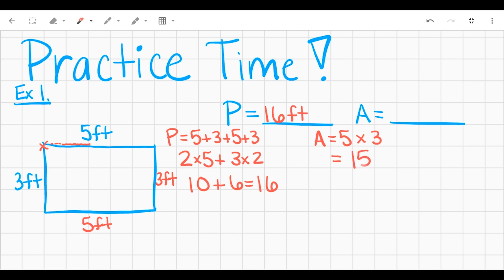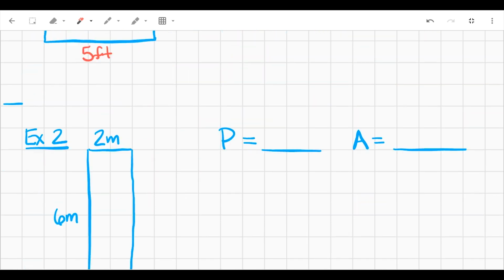And for area, we say it's 15, and remember, it's how many squares are inside. And we know that each of the squares in this rectangle are 1 foot by 1 foot. So we have 15 square feet. You may also see this as feet squared, just so you're familiar with that. Now let's look at another example.